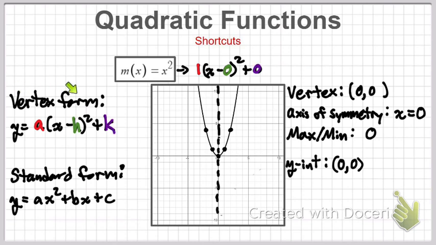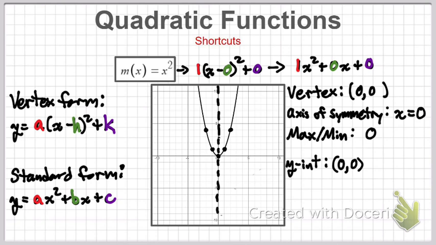And the cool thing about vertex form is that it corresponds with the vertex. So that means the H and the K right here are the vertex for this quadratic function. The other one is the standard form. And standard form is not that useful when it comes to graphing, but we can still use it. Okay, so it's important to know that the A right here is 1, the B is 0, and the C is 0. And that's the mother function when we're talking about shortcuts.